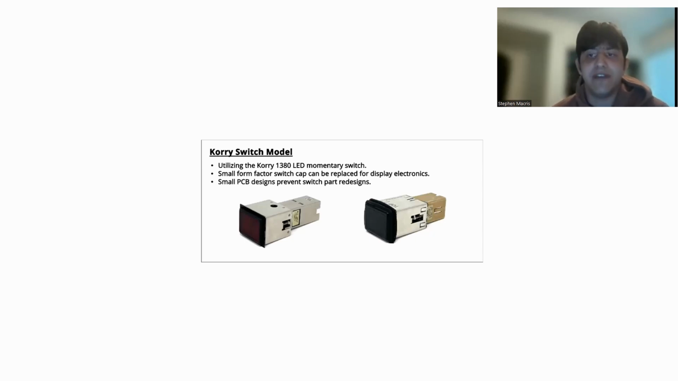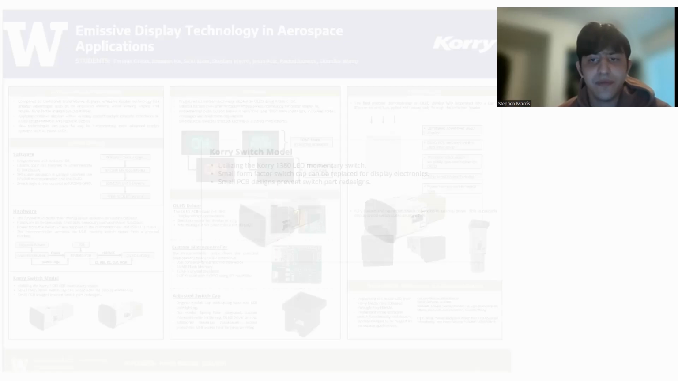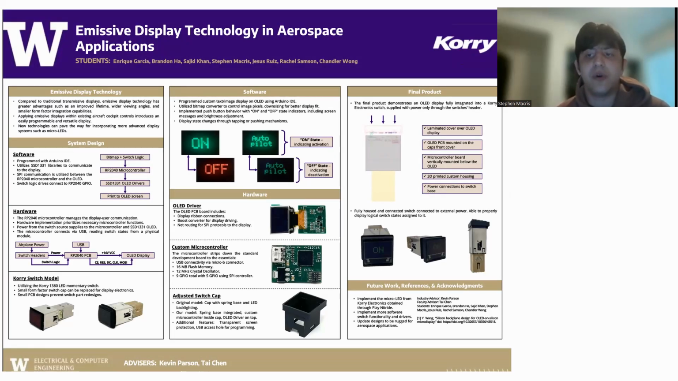Emissive displays have numerous advantages over traditional transmissive displays, such as improved lifetime, wider viewing angles, and smaller form factor integration capabilities. In addition to this, having a programmable display greatly increases versatility for an individual switch, as it would no longer be bound to the static image originally imprinted on it. It could be programmed to display whatever the pilot desired. Our team worked with a programmable OLED display and wrote software to employ various switch use cases. Additionally, we designed compact PCBs to fit into an existing Korry switch, which enable the OLED to function as the switch's new display.